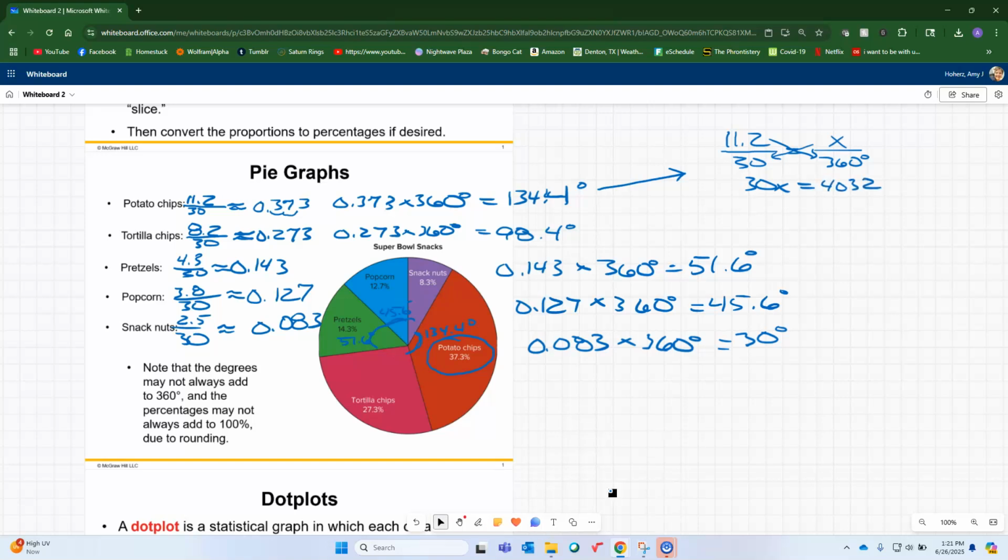And then we have to divide both sides by 30. Some people don't write that intermediate step. They just multiply and then divide. But I'm going to write it down the mathematically correct way. So 4,032 divided by 30. And we get that x is 134.4. So if you like this cross multiplication method, you could do that. You start with the same thing, 11.2 out of 30, but then you set it equal to x out of 360. And then you can do a cross multiplication.